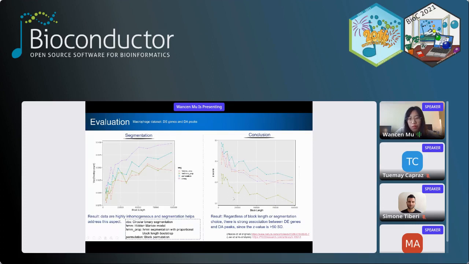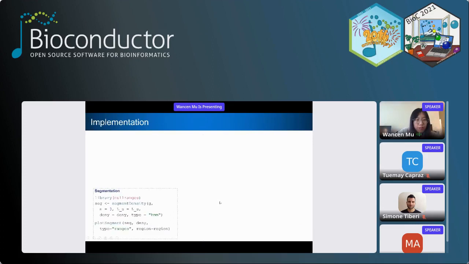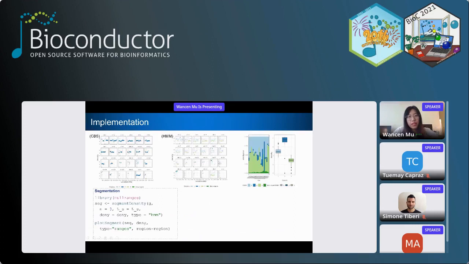So the green line is more appropriate for this kind of genome analysis. Then for usage, we have the segment density function, which provides HMM or CBS as an alternative segmentation method. And we have the plot segment function to generate several QC plots. Here we find that HMM can generate more segment pieces than the CBS, which captures more appropriate homogeneous regions. However, more segments is not necessarily better, because it may miss the ideal block length choice and it may slow down the computation time.